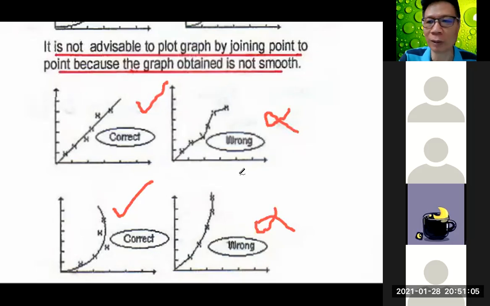So it's wrong. Cannot. So make sure when you draw a straight line or you draw a curve, make sure it's smooth. Must be very smooth. Okay, remember that.